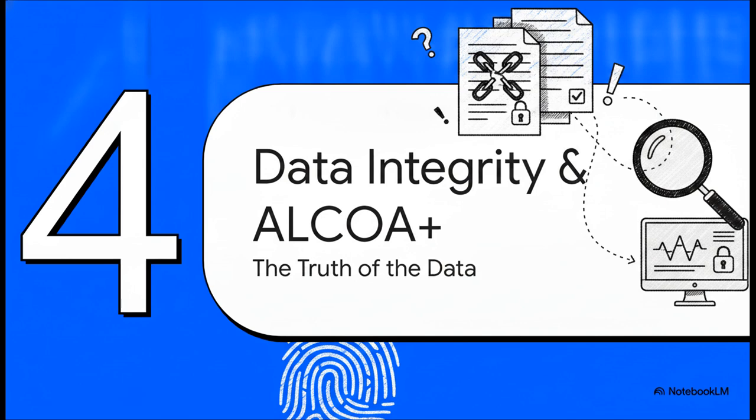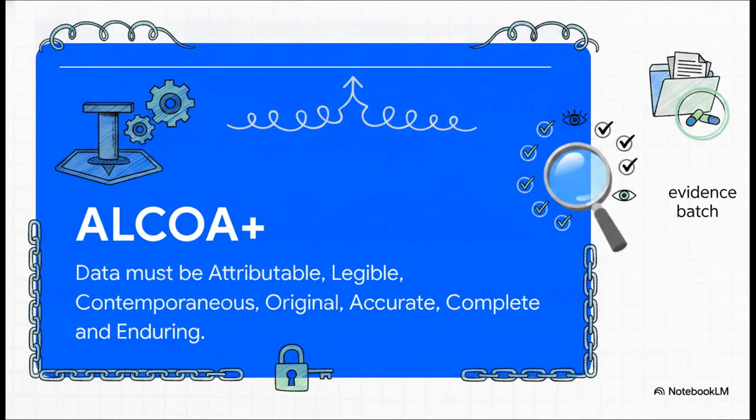Next up, Section 4, Data Integrity and Alcoa Plus, the truth of the data. These Alcoa Plus principles really define the standard for all evidence in your package. Basically, data must be attributable, legible, contemporaneous, original, and accurate. Plus, it needs to be complete, consistent, enduring, and available. Data integrity is the absolute bedrock underpinning your entire certification. Simply put, if you can't trust the data, you can't trust the batch.